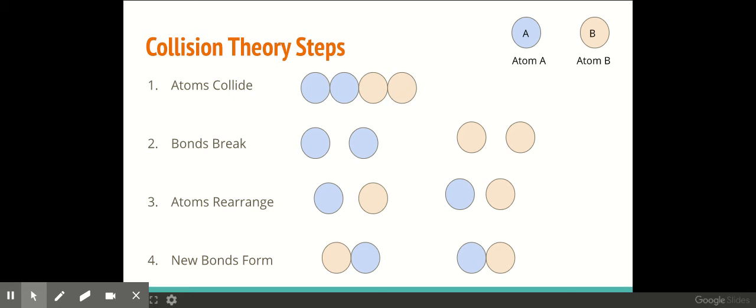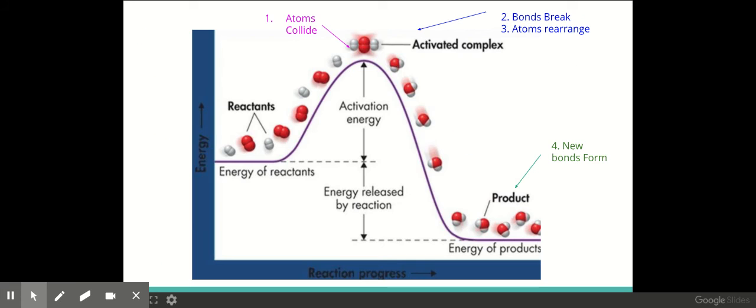Another visual here kind of points out those 4 steps in a little bit more pictorial way. Atoms collide, the bonds break, atoms rearrange, new bonds form.